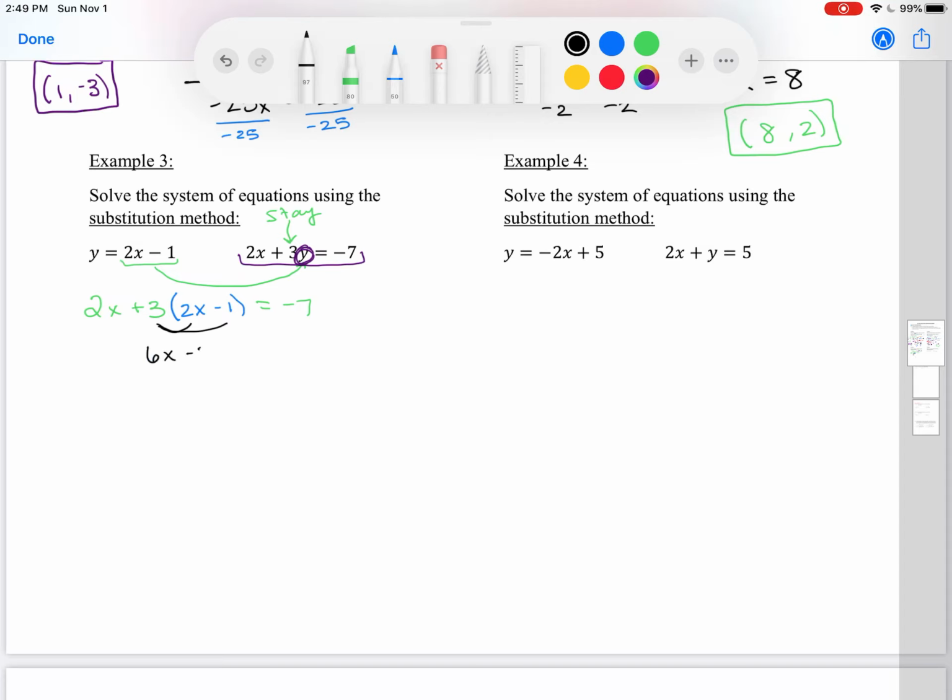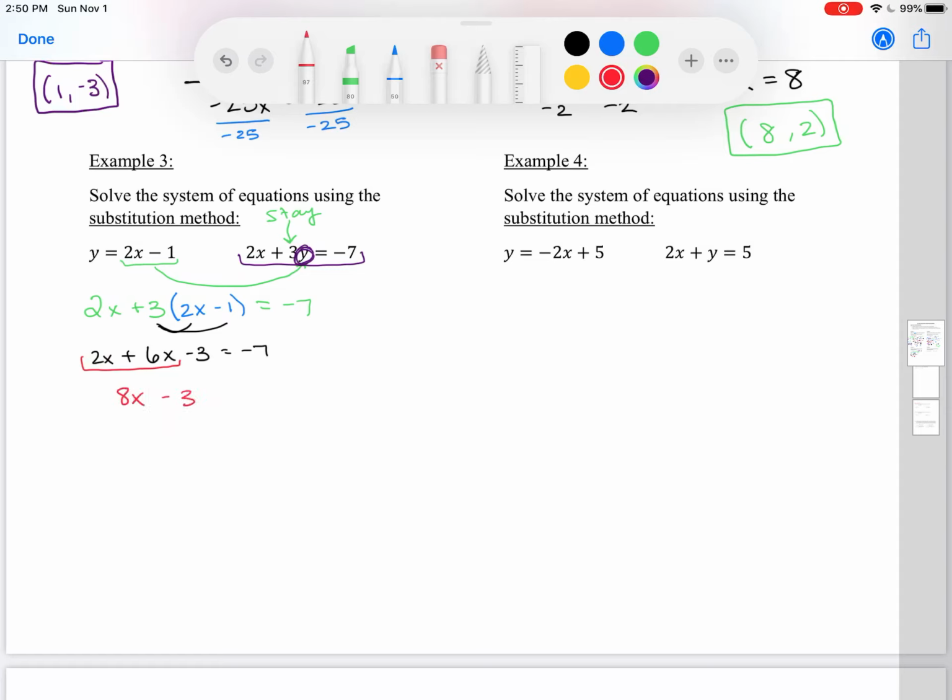I took the exact same function, but the only thing that got swapped out was my y. And now we can continue by solving. Distribute that 3. Remember your order of operations. I still have a 2x out front, and it's still equal to negative 7. Then we have 2x plus 6x minus 3 equals negative 7.